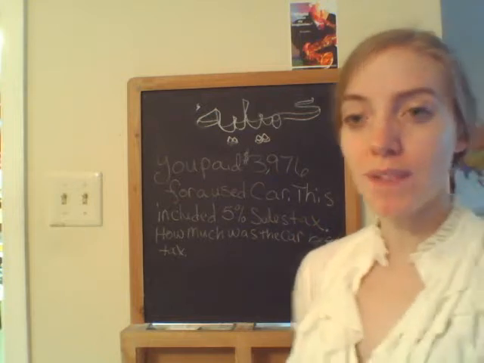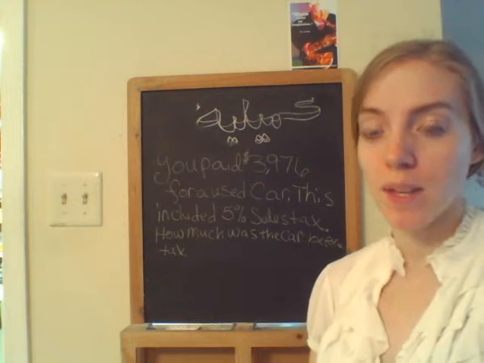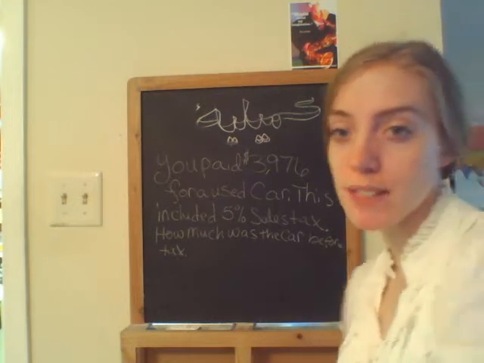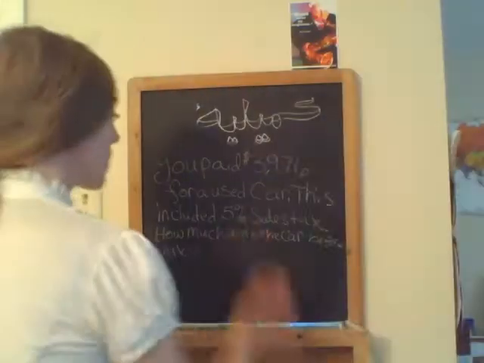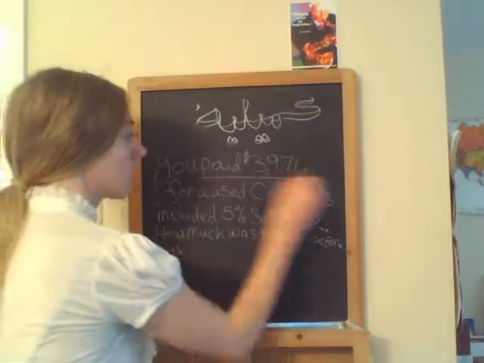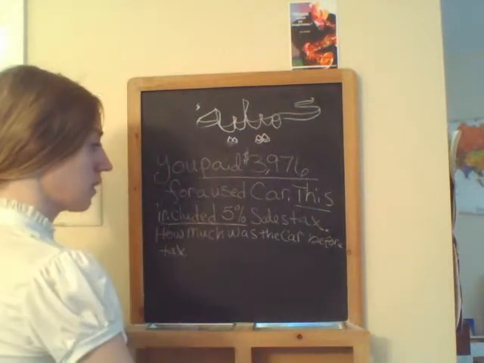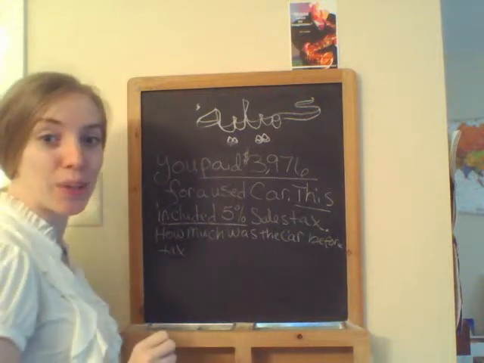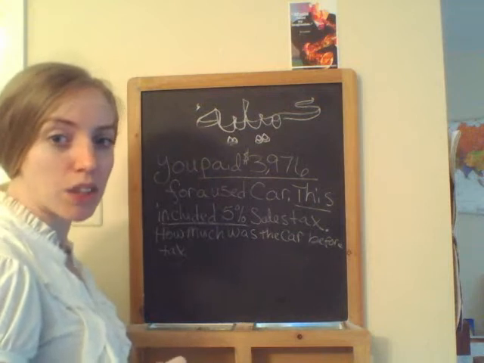Now, we've got enough information in our word problem to develop an equation to solve for how much the car was before the sales tax, which isn't very much, it's 5%. So let's go and see. You paid here. This included 5% sales tax. These are the only two things that we need to know to put together an equation to understand how much the car was before.